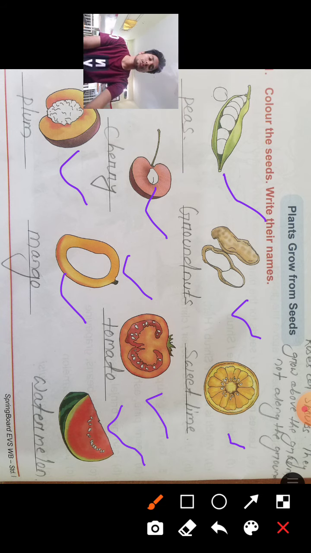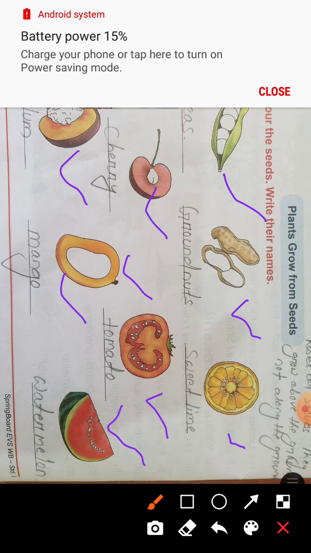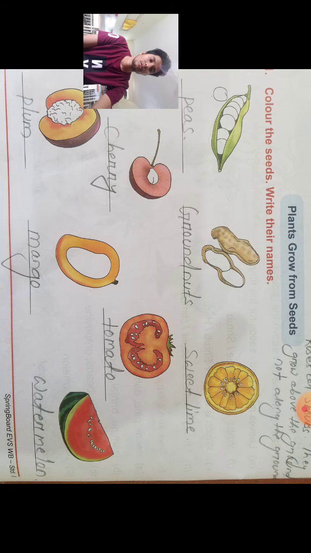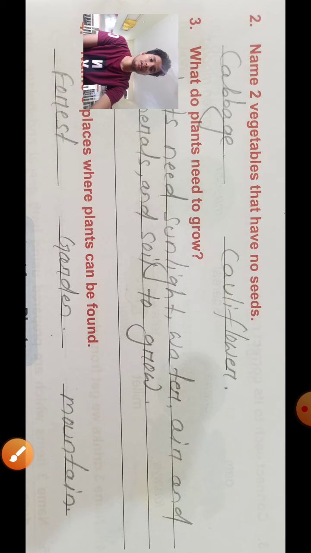Understood? I hope all of you understood the first question, that is, color the seeds and write down their names. Okay students, then come to the next question. So let's start the next one. Yes, question number 2.